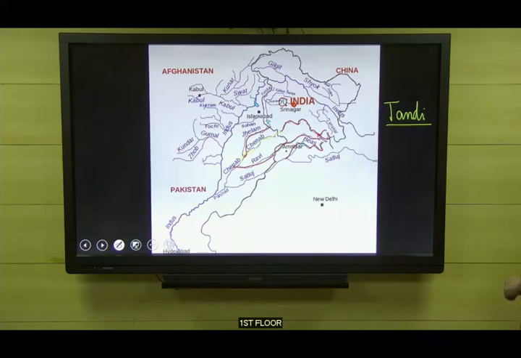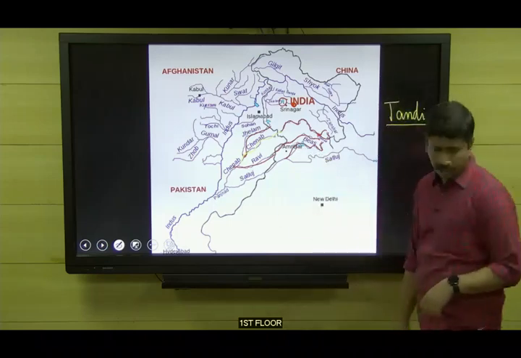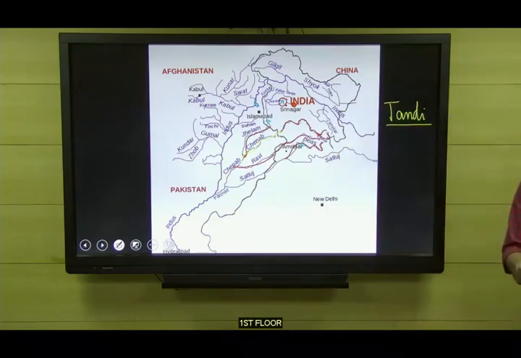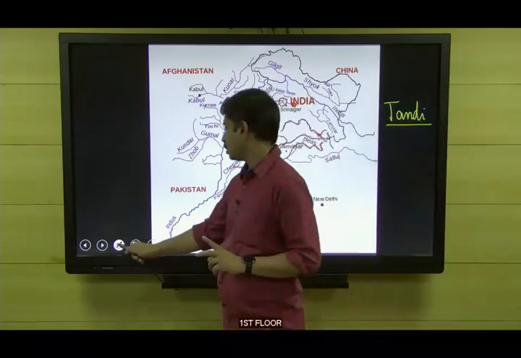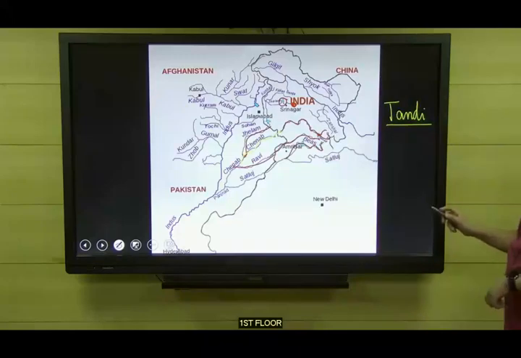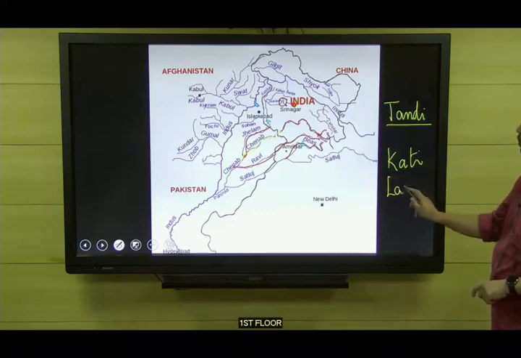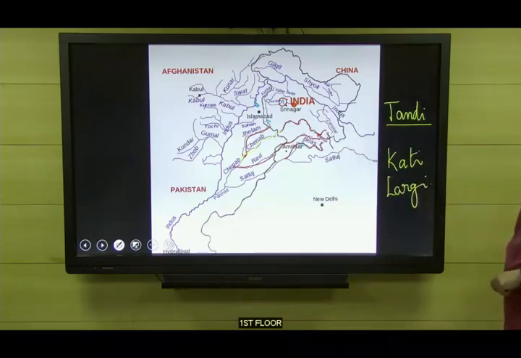And then it cuts through the Dauladar range and forms gorges. Okay, the Beas cuts through the Dauladar range and forms two gorges. The places are Katti and Largi or something, where the Beas forms gorges in the Dauladar range.